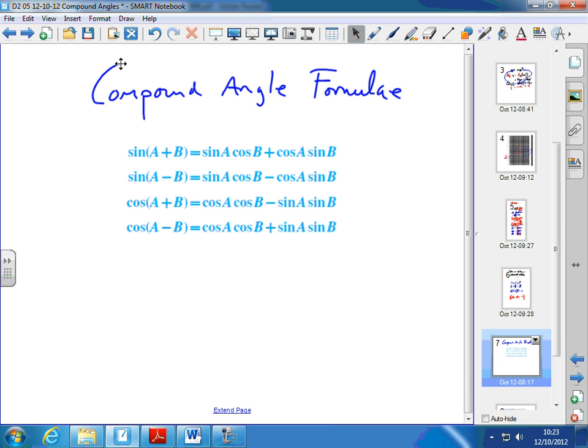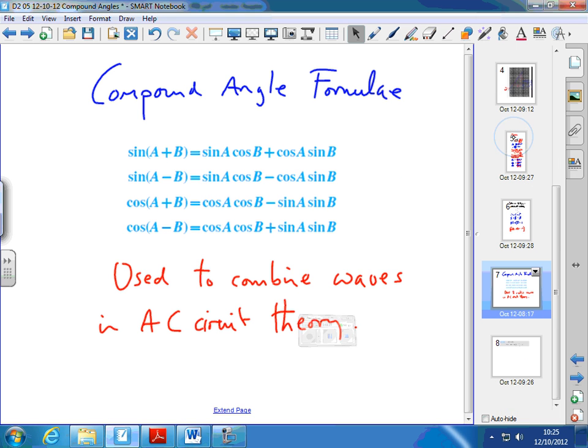So there they are. They're called the compound angle formulae. They're used to combine waves in AC circuit theory, which you may do in the future. So that's their application, or one of them, in engineering.